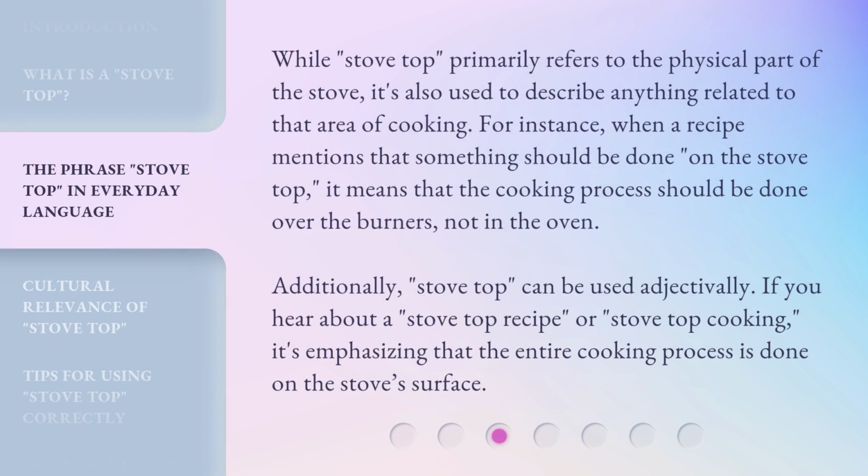While stovetop primarily refers to the physical part of the stove, it's also used to describe anything related to that area of cooking. For instance, when a recipe mentions that something should be done on the stovetop, it means that the cooking process should be done over the burners, not in the oven. Additionally, stovetop can be used adjectively. If you hear about a stovetop recipe or stovetop cooking, it's emphasizing that the entire cooking process is done on the stove's surface.